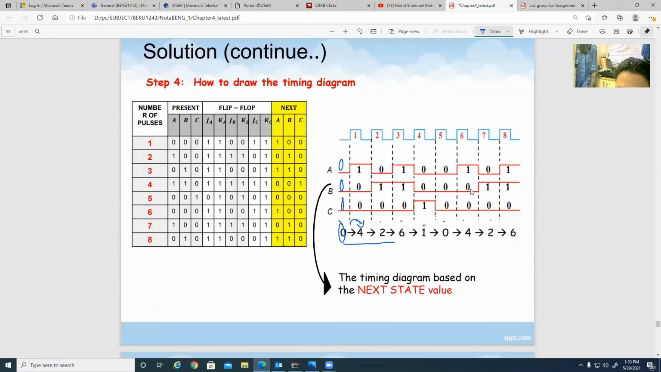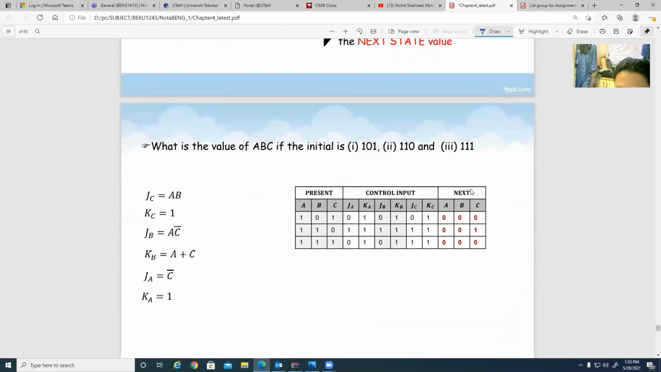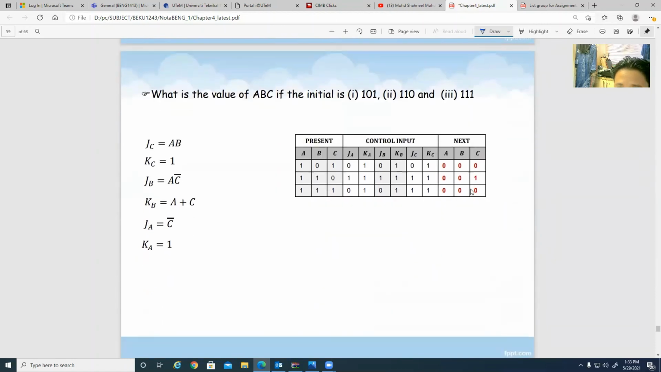All right, so this is another example. You can see we use the same values, 101, 111. This is the same as the question, but the solution is not the same. Maybe the previous lecture had a mistake, a typo.